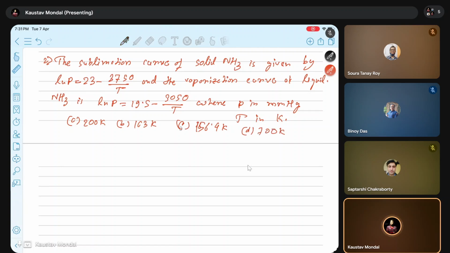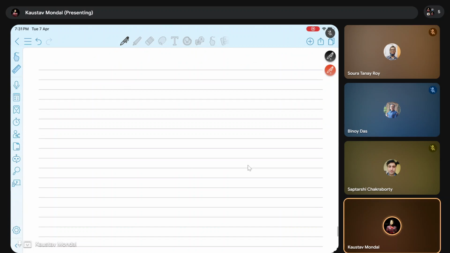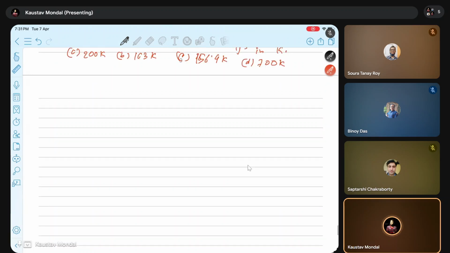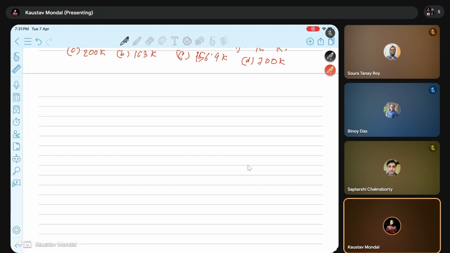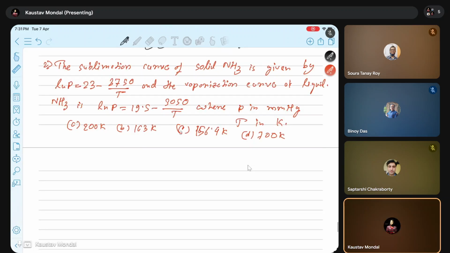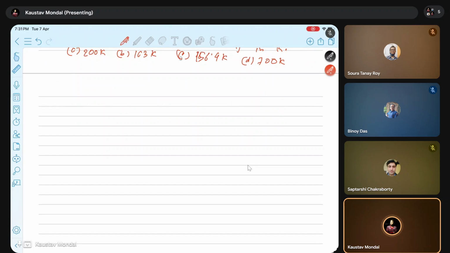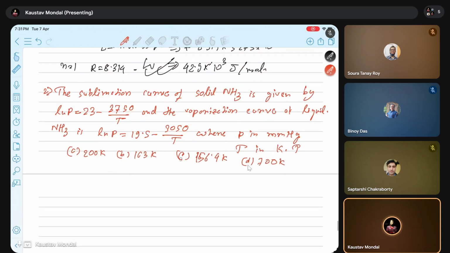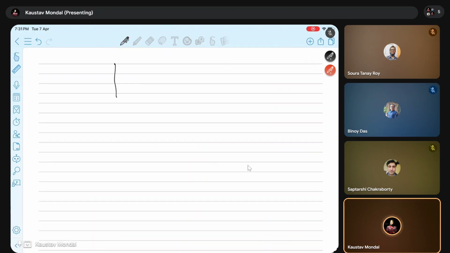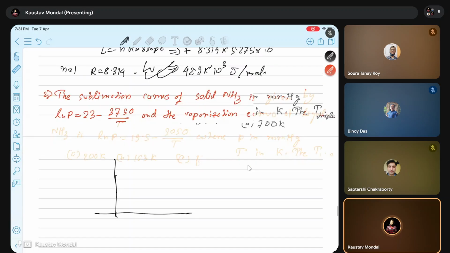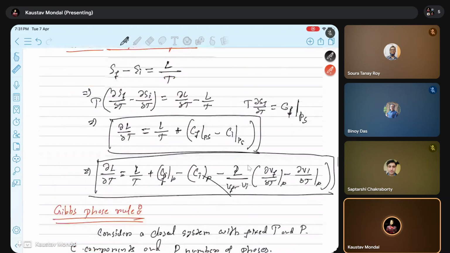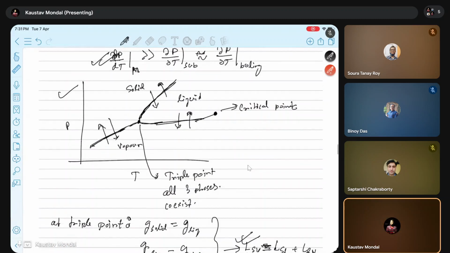Okay. The problem is the sublimation curve of NH3 is this, and the vaporization curve of NH3 is this. So you have to find the temperature of the triple point. So T triple you have to find out. Okay. So in the phase diagram we know how it looks, we have already discussed, right? So this is how the diagram looks like.